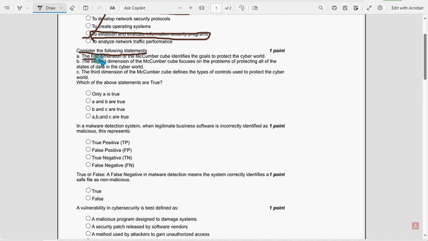So first option, the first dimension of the Macomber cube identifies the goals to protect the cyber world. So this is true. Second option is also true and third option is also true. So A, B and C are true. Fourth option is the probable solution.